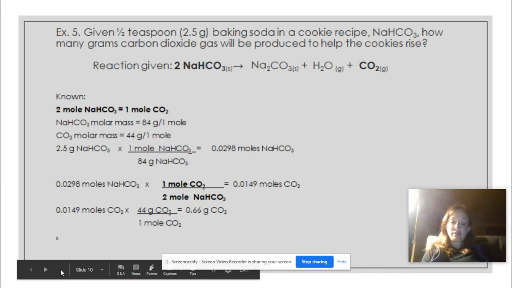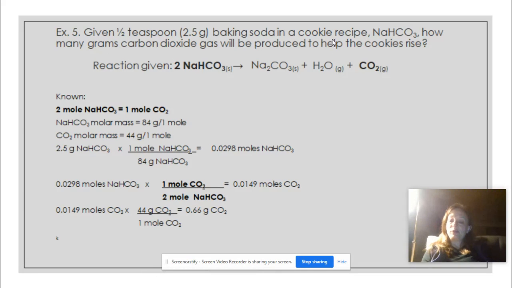Okay, my final reaction of the night. Given a half teaspoon or 2.5 grams of baking soda in a cookie recipe, that is the formula NaHCO3, baking soda, how many grams of carbon dioxide will be produced to help the cookies rise? So I have my balanced reaction here.